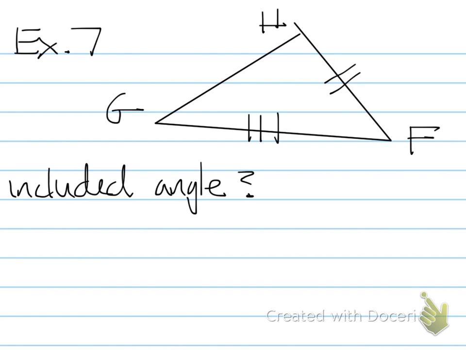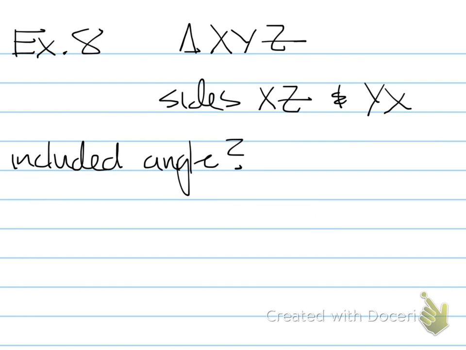All right, in these next couple examples, we want to determine what the included angle is. So again, included angle is going to be the angle between the two marked sides. That would be angle F. In this example, the included angle is going to be the letter that is common to both of those sides. So in XZ and YX, X is common to both of those. So that lets us know that angle X is the included angle.